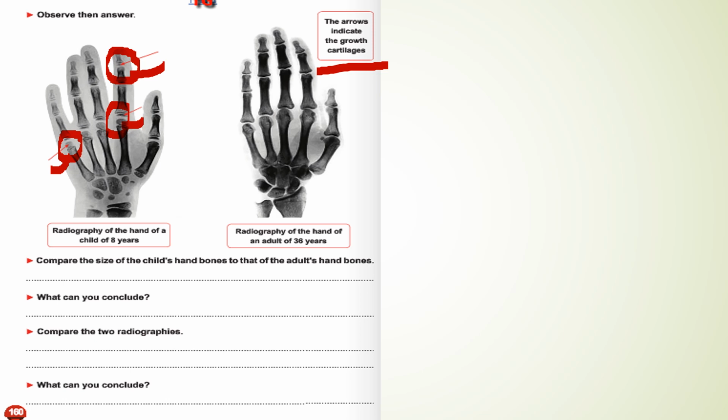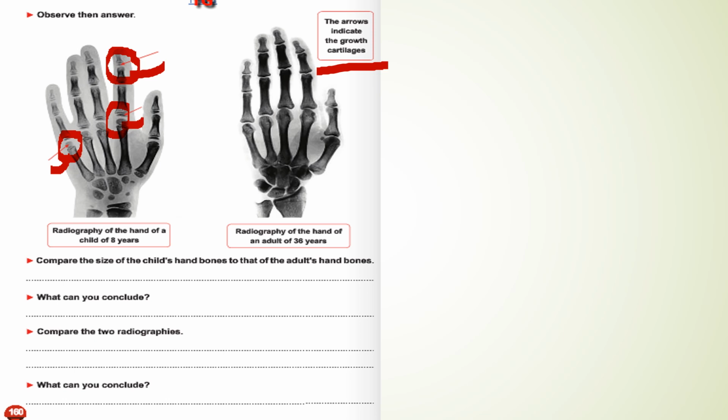What can you conclude till now? Do all people have growth cartilage? No, simply because the radiographies show that the hand of the child only contains the growth cartilage, while there is no growth cartilage in the radiographies of the hand of the adult.